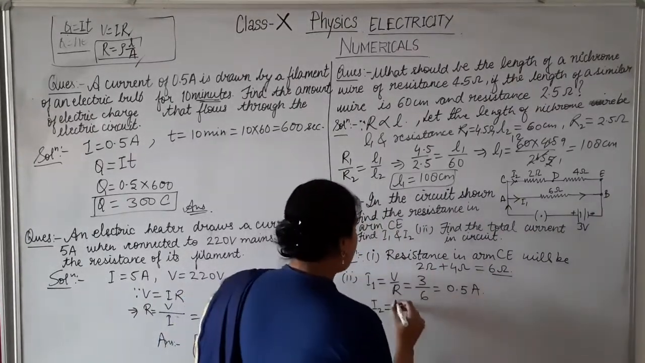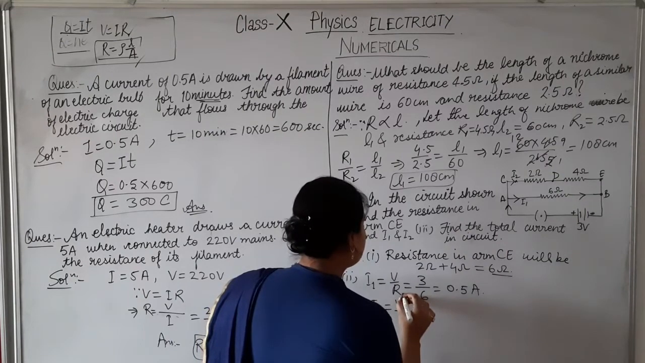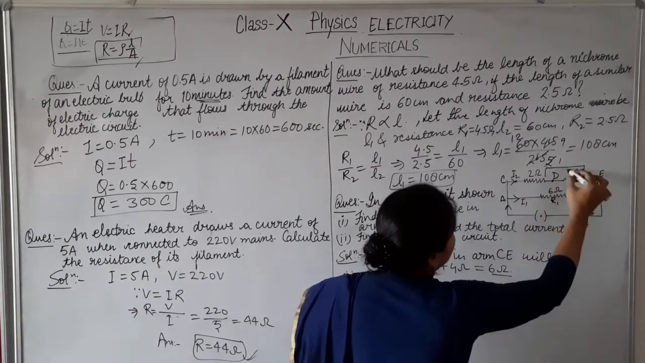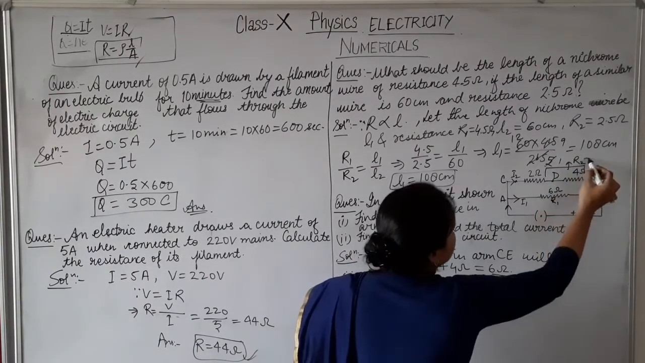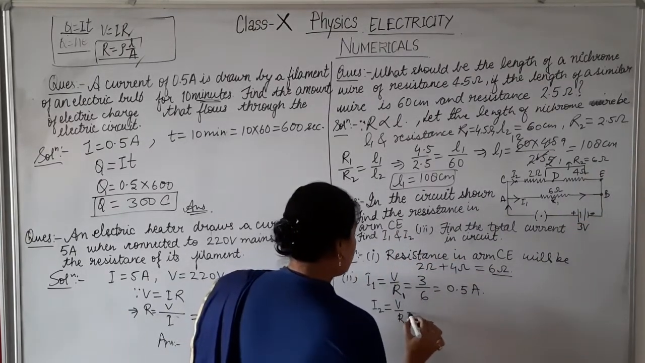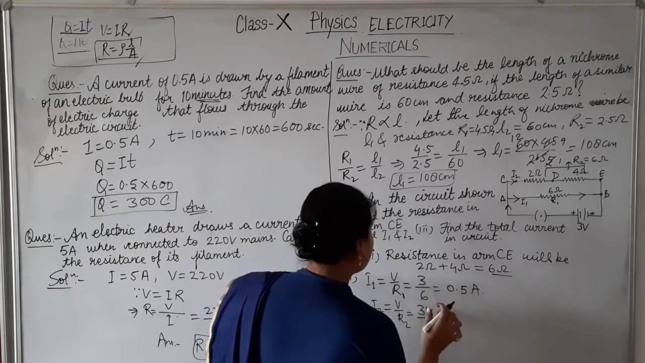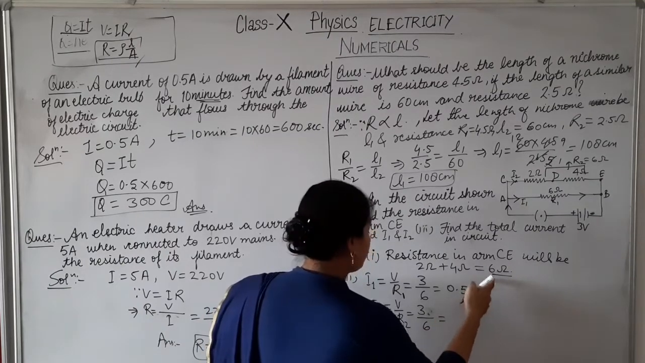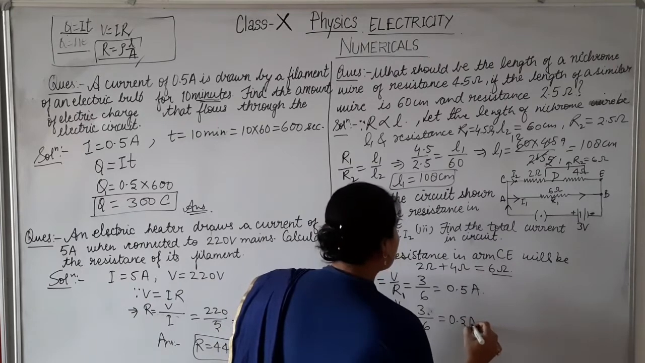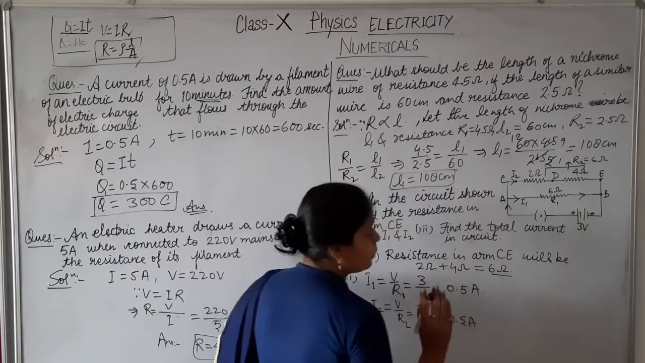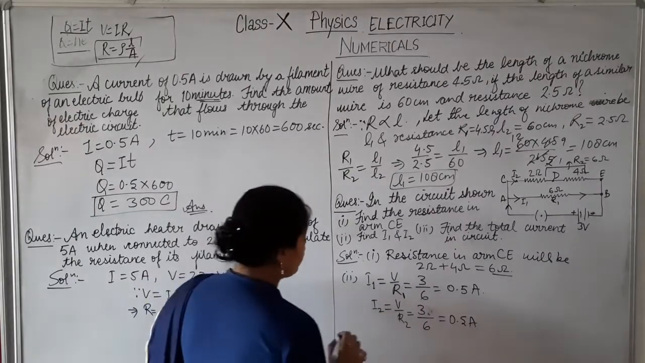For I2, the total resistance in CE is 6 ohm. Again V upon this. This was actually R1 if we consider it so, and the equivalent of this, if we consider it R2, is equal to 6 ohm. So this will be R2, and 3 volt upon again 6. This time this 6 is the one we have got here. It will again come 0.5 ampere. So in arm AB also 0.5 ampere current will flow. In arm CE also 0.5 ampere current will flow.